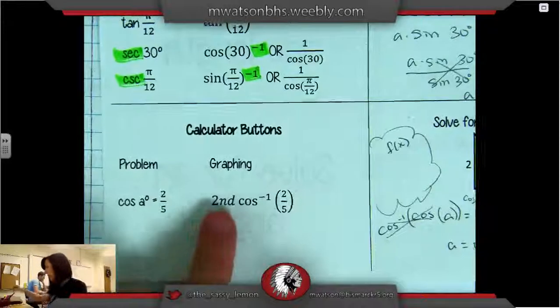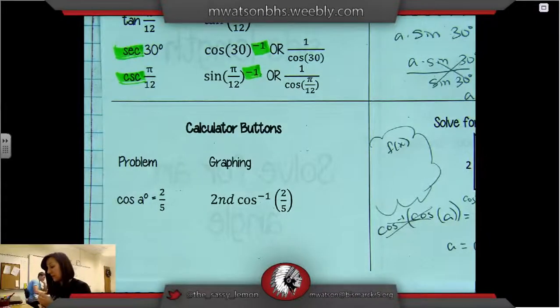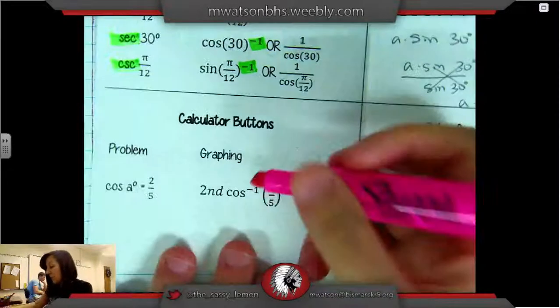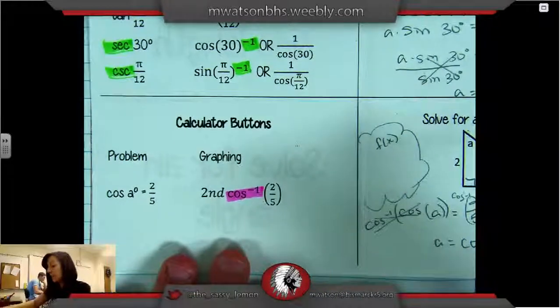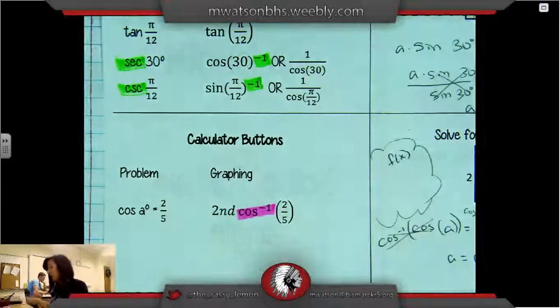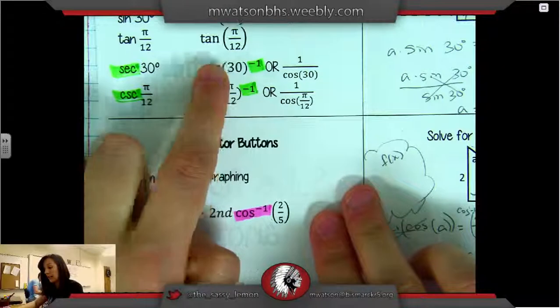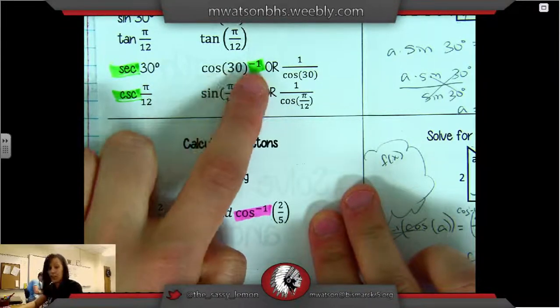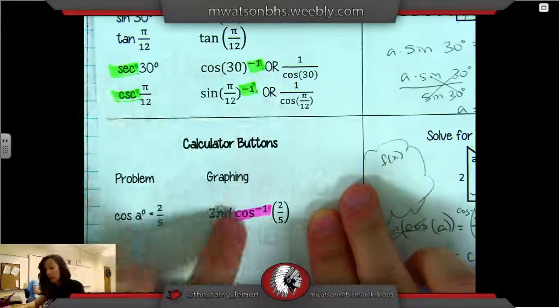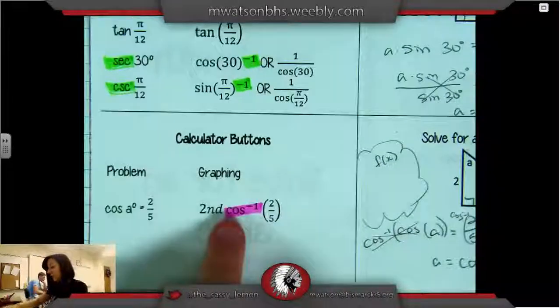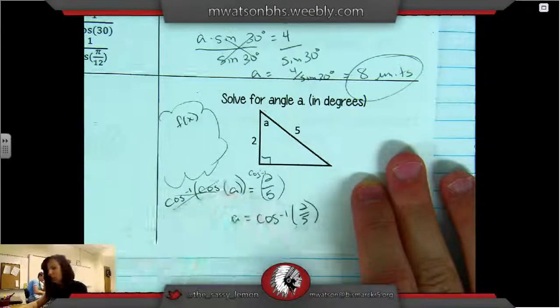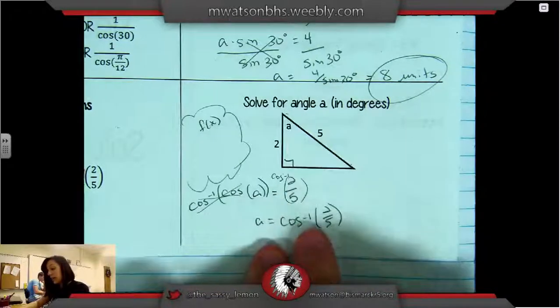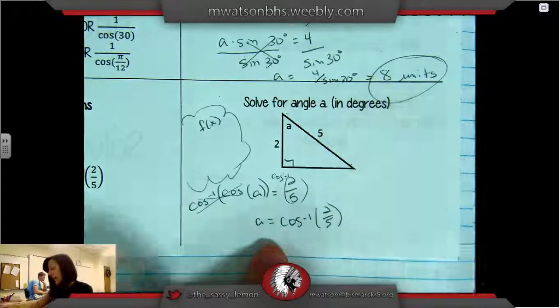So if you look down here and you see cosine inverse, that is totally different than up here where you see cosine, angle measure, and then the reciprocal key. Totally different. The inverse allows us to isolate a variable in the theta spot. So now we're going to do this in our calculator. We're going to approximate A.